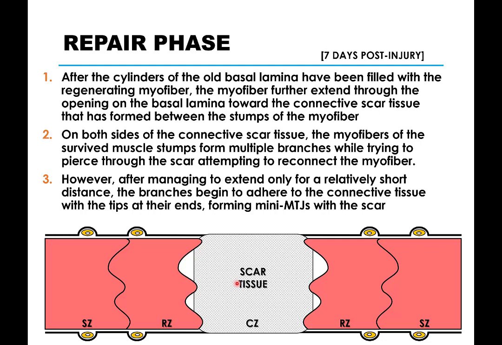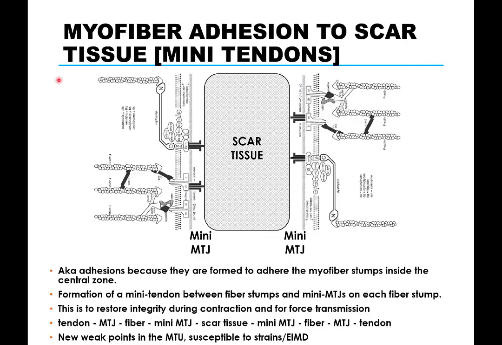And this leads to the creation of more mini MTJs, which I alluded to earlier, are weak points in the MTU and susceptible to tension-induced damage, particularly exercise-induced muscle damage. Here we have another visual of what I just discussed. Here we have what appears to be two fibers separated by connective scar tissue. However, prior to its rupture during the strain, this was one single fiber.